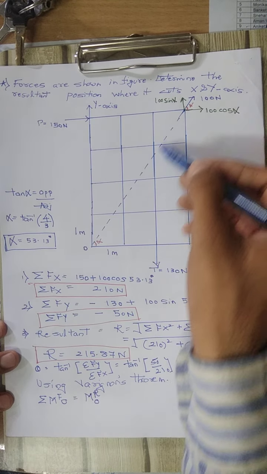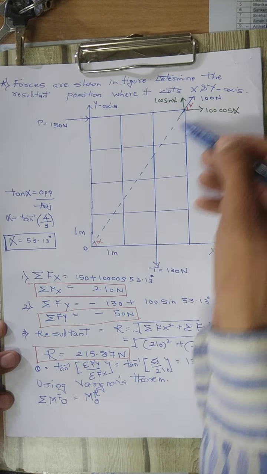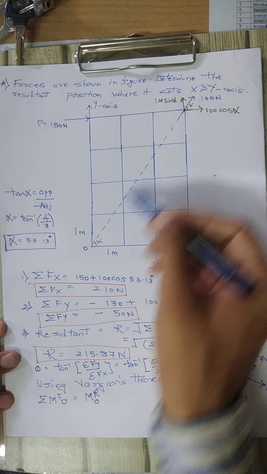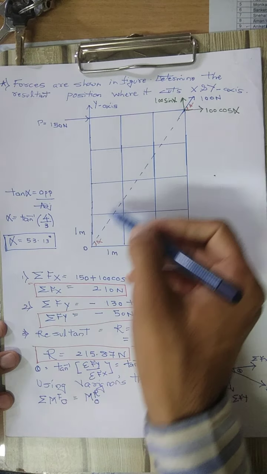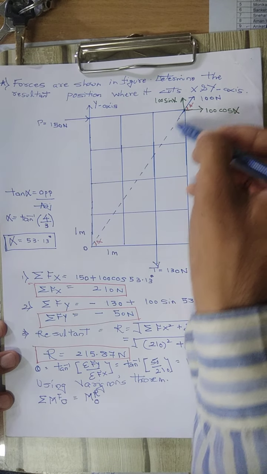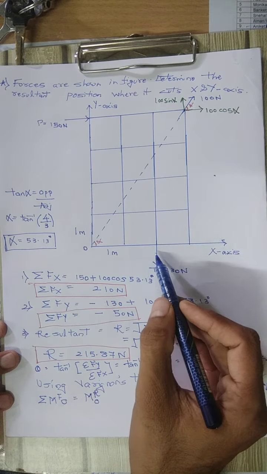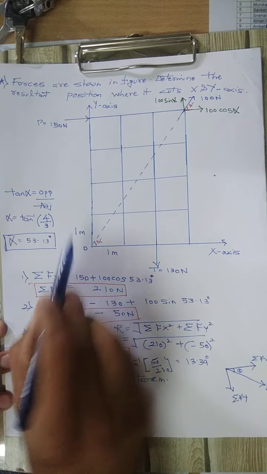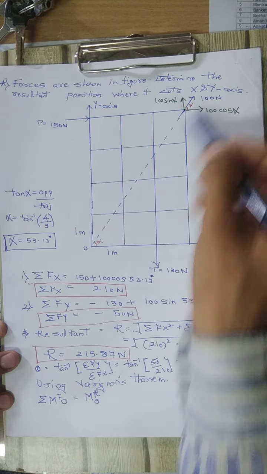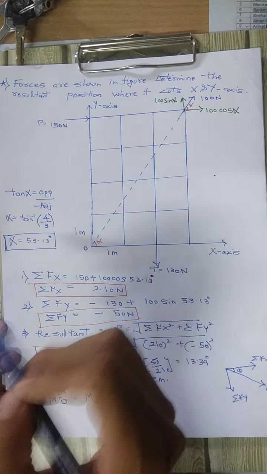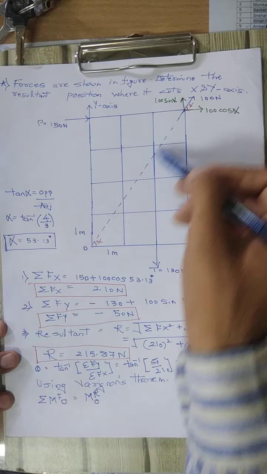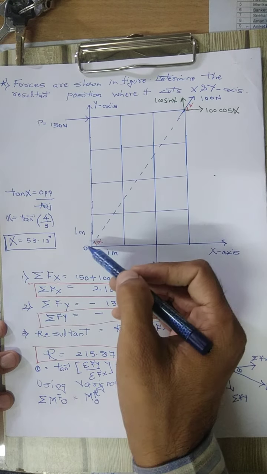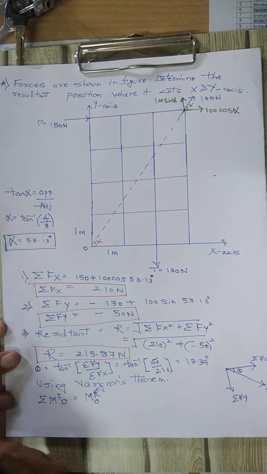So the 100 Newton force is passing through O. That means this 100 Newton will be nullified, or neglected, or will not be taken. Why? Because the 100 Newton force is passing through the origin. This 100 about O will be 0, because by the principle of transmissibility it is along the same line of action. The point O is along the same line of action; the 100 Newton force is acting at point O.